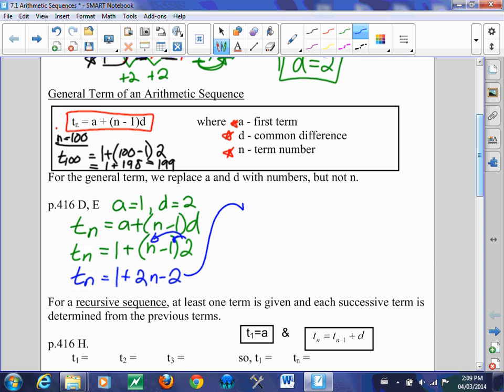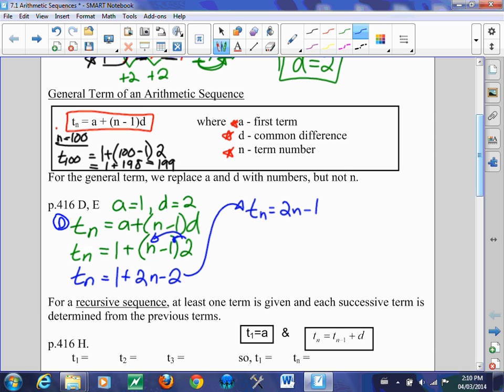And collecting like terms, ladies and gentlemen, I will find out that t at n equals 2n minus 1, just putting it in proper order. Okay, so that's D.